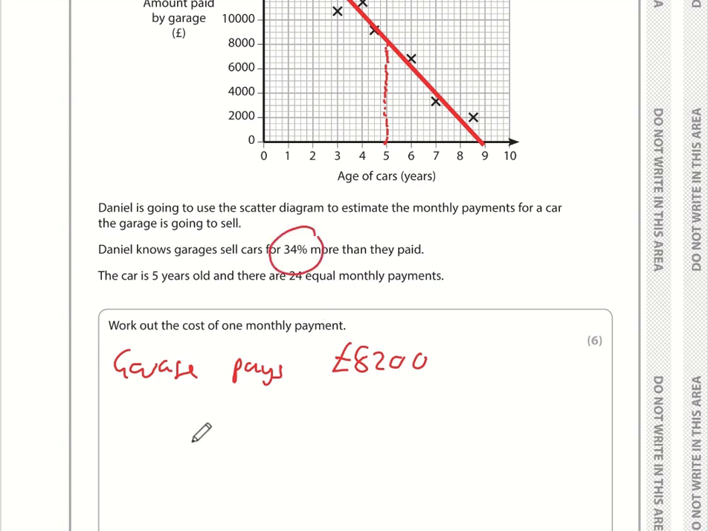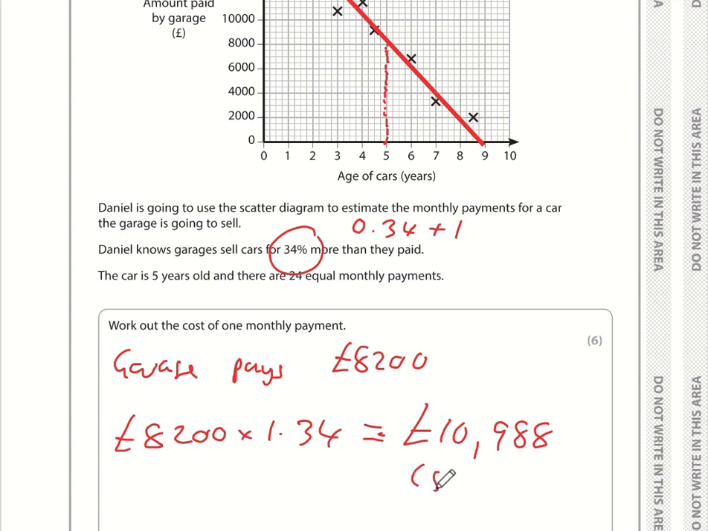Now obviously the garage needs to make a profit, otherwise they're just a charity really, so they are selling it for 34% more, so I need to increase this by 34%. So 8,200 multiplied by 1.34. Now if you're wondering where that number comes from, if you're calculating 34% of an amount, you would use the multiplier 0.34, which is this figure divided by 100. If you want to increase by this percentage, we just add 1 to that figure to get the 1.34. So 8,200 multiplied by 1.34 comes to a total of 10,988, and that is the selling price.